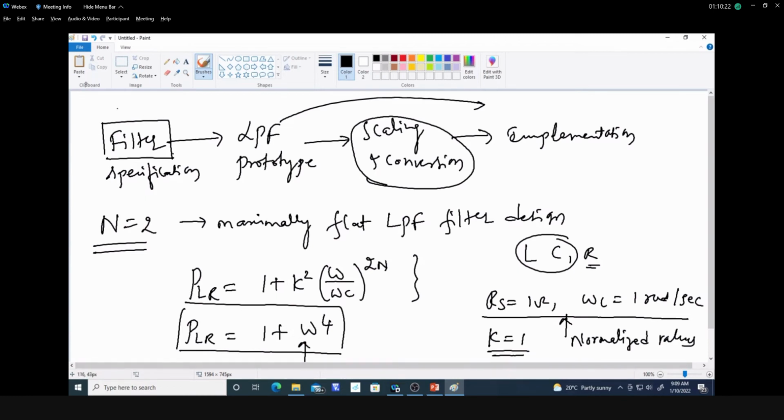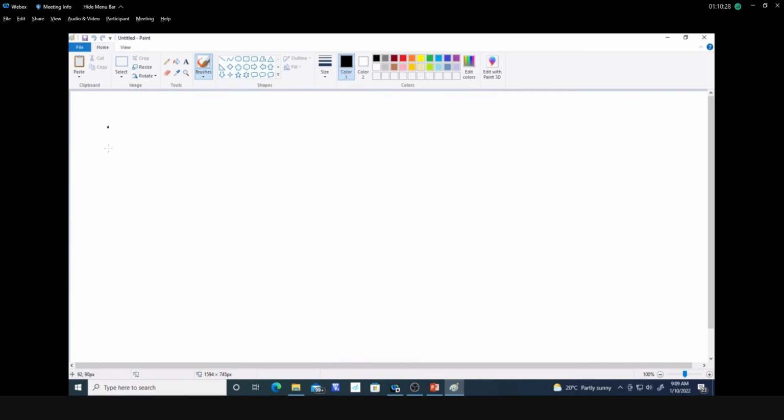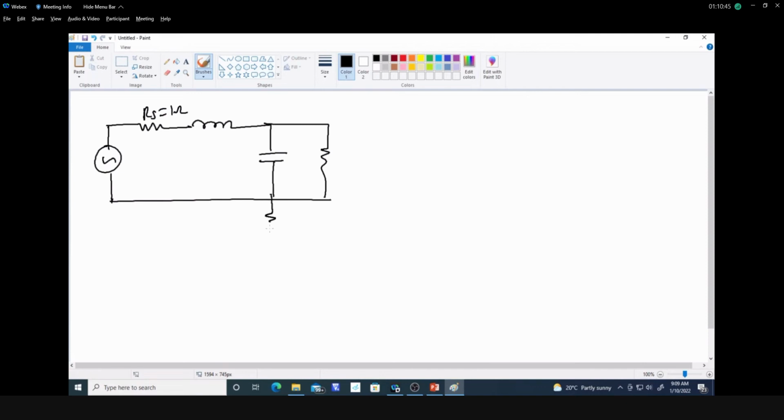Okay, so now if we consider the circuit, let us have the source, and we have the source impedance which we have assumed as 1 ohm, the normalized value, and we have the low pass filter, meaning we have an L and C circuit, and we have the load which is having a value of R. Okay, so now this is L and C, so we need to find out what the values of this L and C are in order to get that maximally flat response.